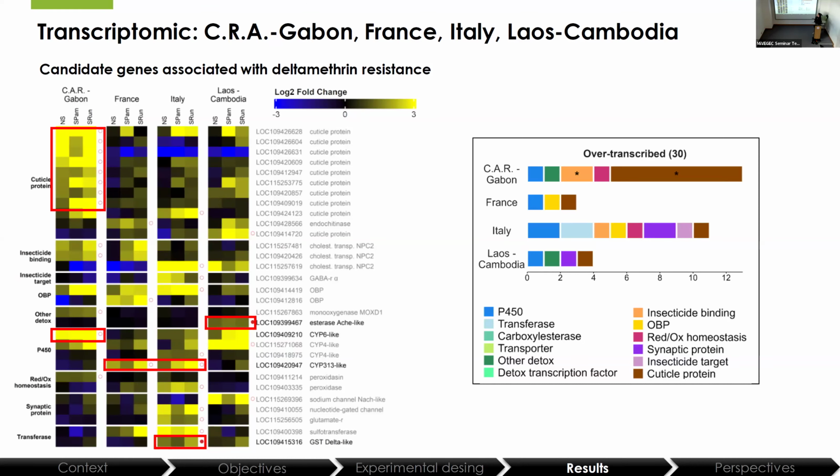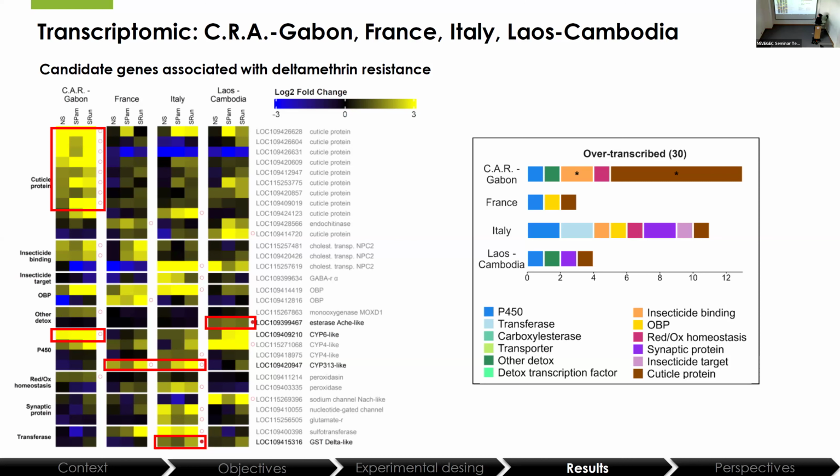Here, I present only candidate genes linked with deltamethrin resistance. And what you have here is a heat map. Here you have the log2 fold change of the difference of transcription level between the selected line and the susceptible line. So, for example, this gene is 8 times more expressed in the selected line as compared to the susceptible line.